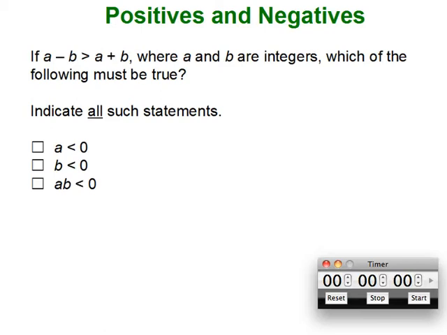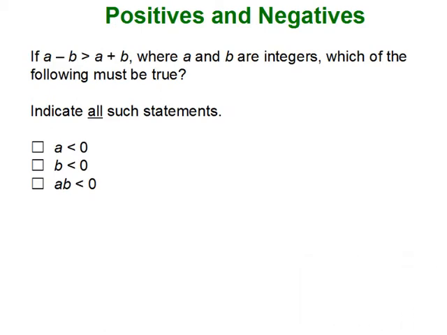First of all, recognition is very important on a problem like this. When the GRE gives you several variables related by an inequality sign, most of the time they're not interested in the actual values of those variables. They are interested in the signs of those variables.